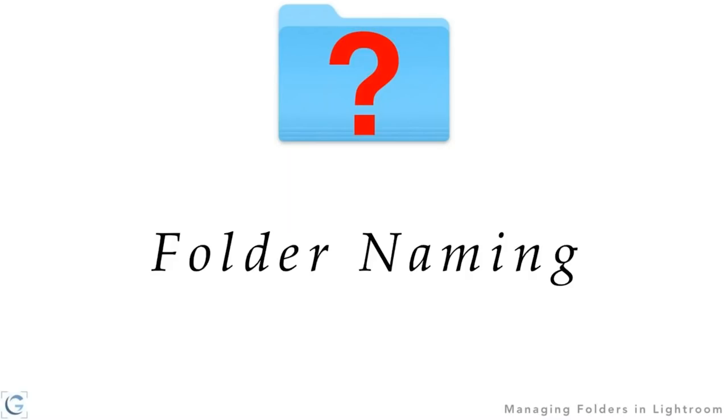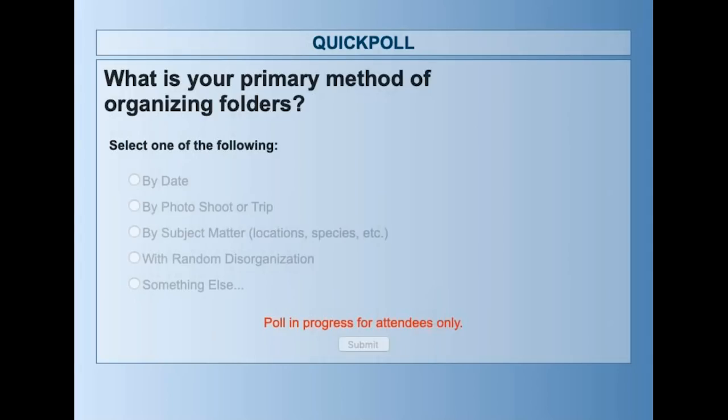And I'm going to present here a poll, and the question is essentially, what is your primary method of organizing your folders? Meaning, how do you name your folders? And so if you choose one of those options and submit your answer there, so that we can get a sense of how you're organizing. Is it by date? Is it by a photo shoot or trip? Is it by subject matter? So, for example, locations or species that you photographed.